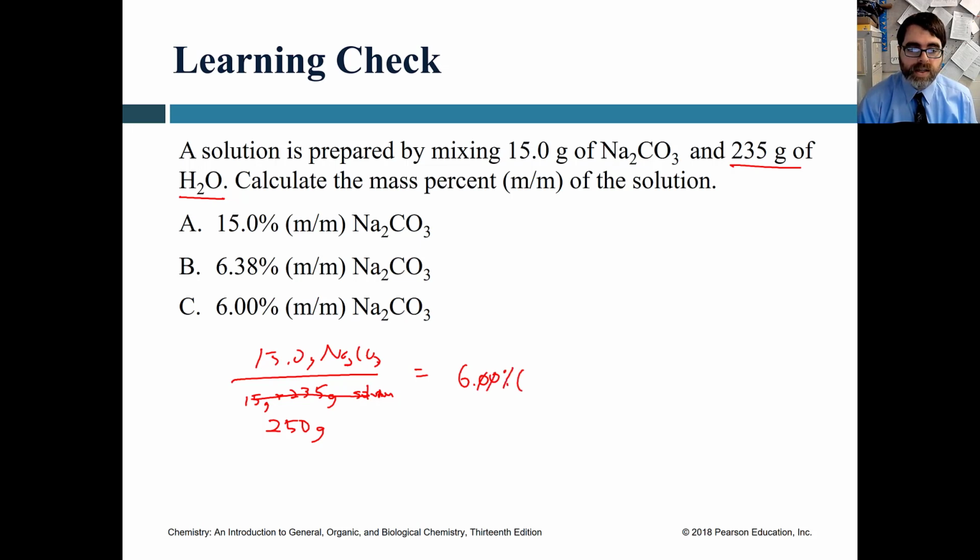And so now we just do 15 divided by 250, and we get 6.00%. And again, we have to have M over M, and then we label it with the chemical label, Na2CO3. You could say solution, you could say aqueous. It's okay to, as they did here, leave that off. I personally don't like to. But of course, that makes the answer here C.